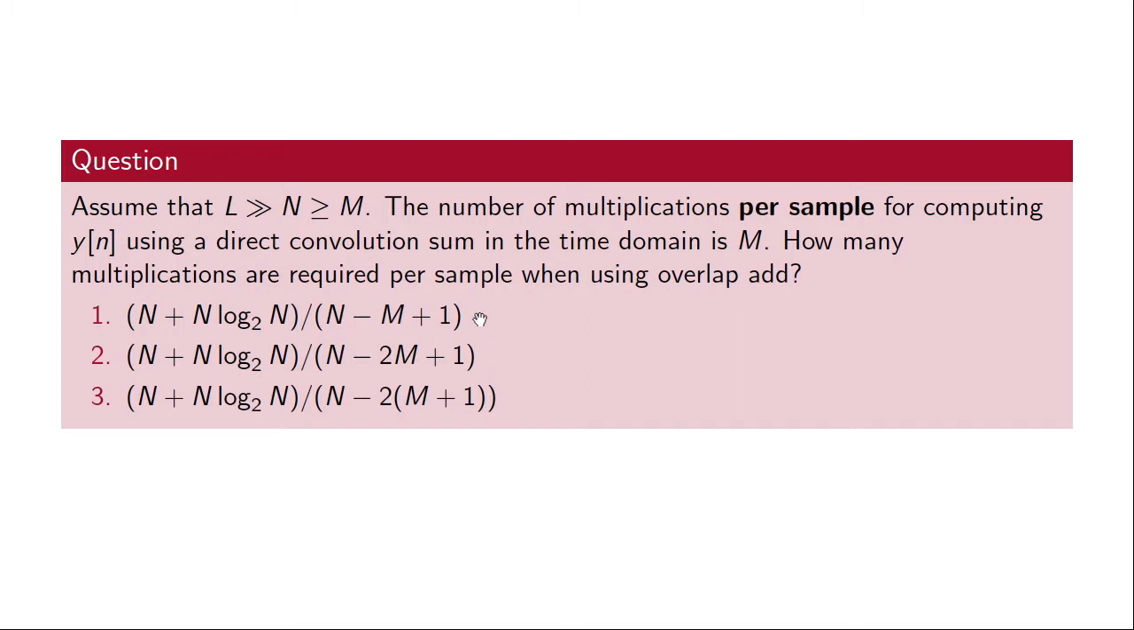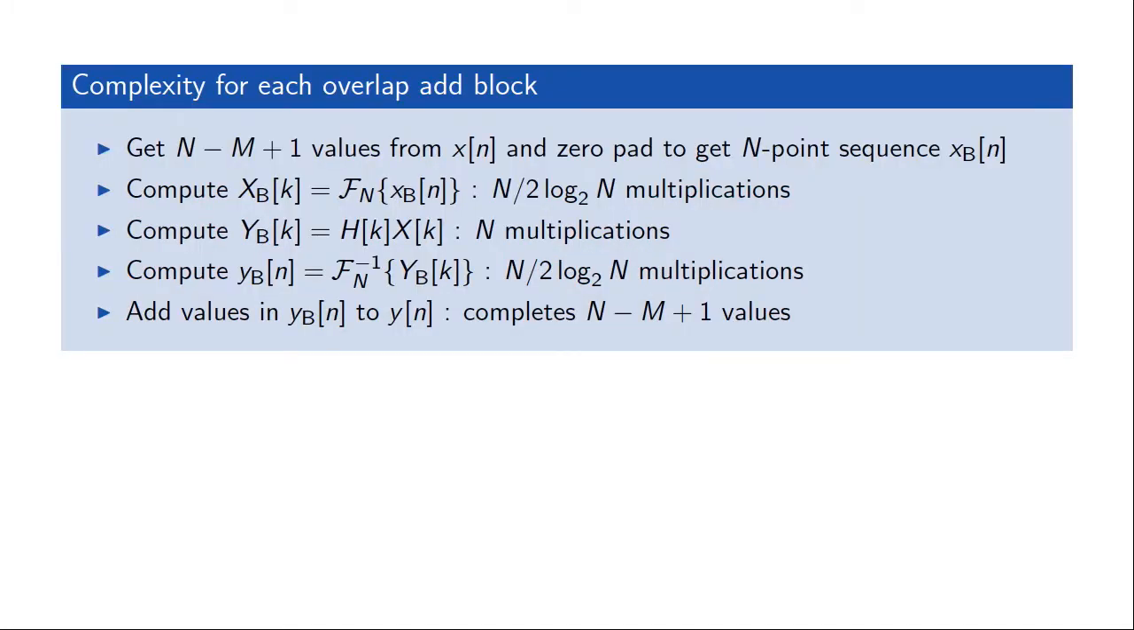And the correct answer is option number 1, which is the same answer as for overlap save. And we can get to this answer by again following the steps of the overlap save or the overlap add algorithm. So we will get n minus m plus 1 values from x of n and zero pad this to the sequence. We would compute the FFT, which would require n over 2 times log 2 of n multiplications. We would do the multiplication in the frequency domain, which would require n multiplications since we're working with n-point DFTs or block lengths n. We would compute the inverse transform, which would cost n over 2 times log 2 of n multiplications, and then we would add the values in yb to y.